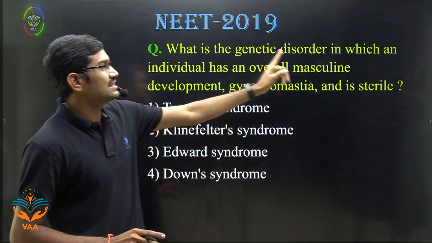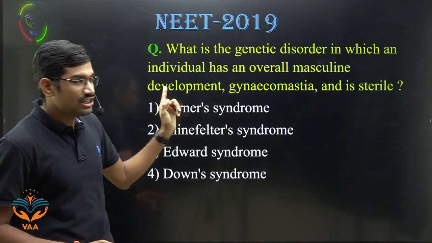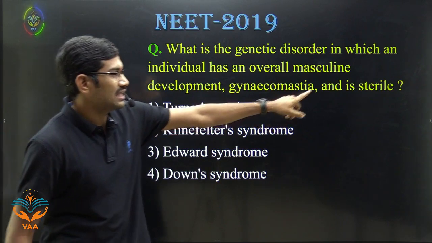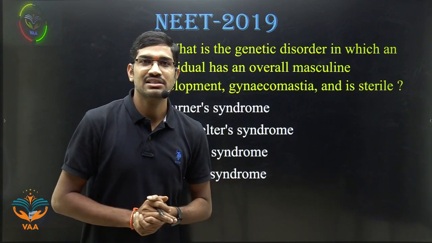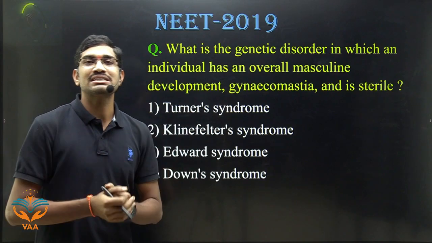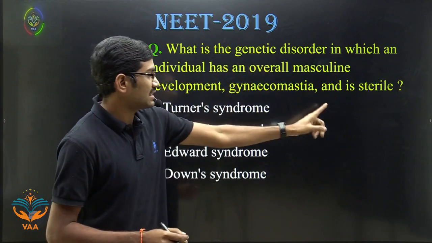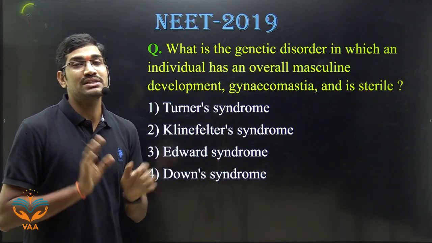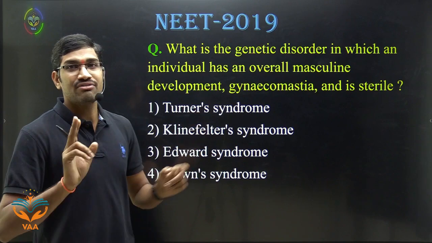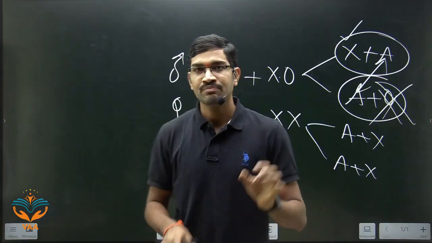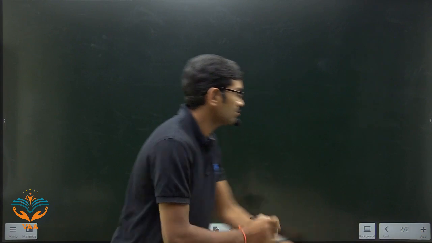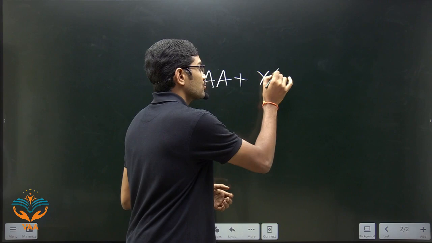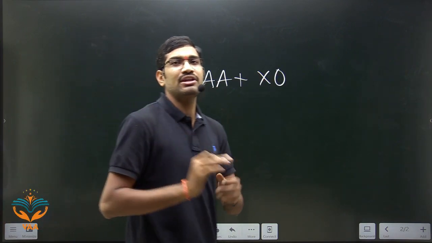Next one. What is the genetic disorder in which an individual has an overall masculine development, gynecomastia, and he is sterile? Yes or no? Masculine development, so he is developing into the male. Male and sterile, then gynecomastia is present. So what is that individual? It is Klinefelter syndrome. Please remember here, very important. In the case of Turner syndrome, these are very important. In the case of Turner syndrome, what happens is number of autosomes will be there, and here XO is present.